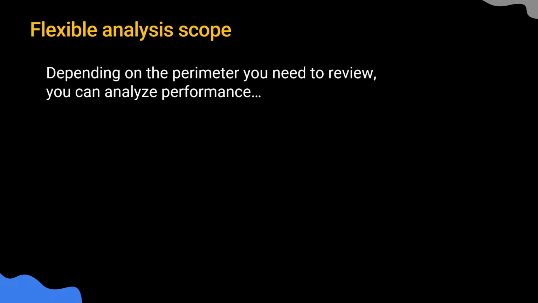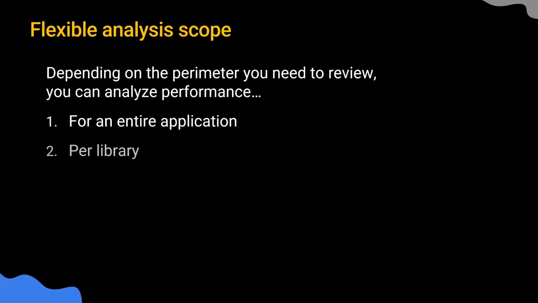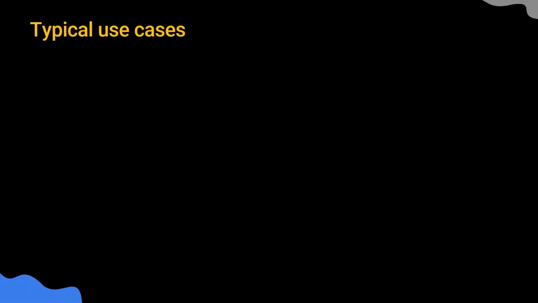The second aspect I would like to outline today is that the analysis scope is flexible. Basically, depending on the perimeter you need to review, you can analyze performance for the entire application, but if that's very large, maybe that's not appropriate. Sometimes you may need to focus on a particular PBL or library or some specific type of object. For example, review all the windows or user objects, or you can focus on a certain selection of objects that need to be improved. Let's see now a couple of typical use cases.